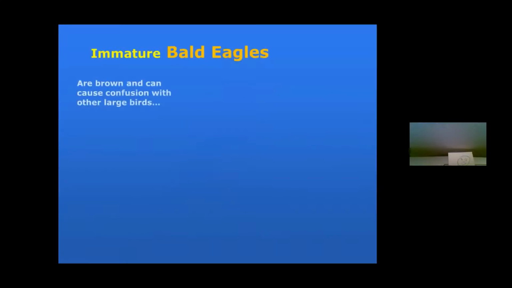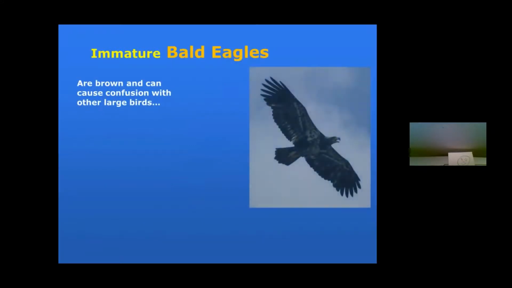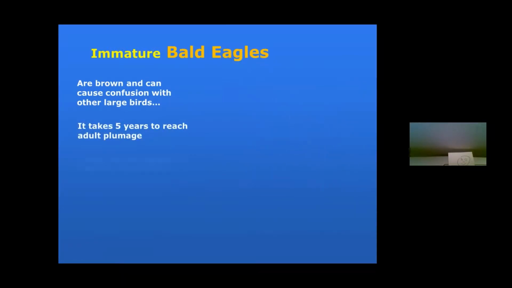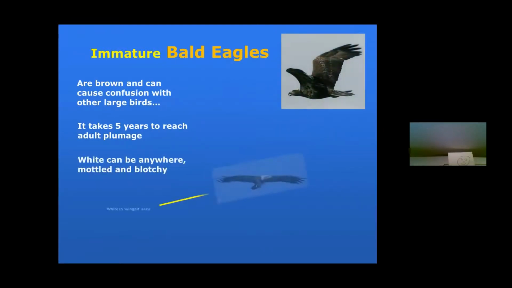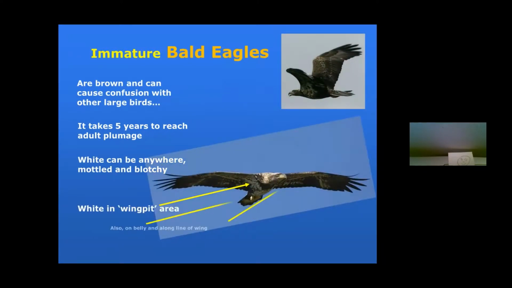And you'll get to compare it to the golden eagle in a minute. They're brown. Immature bald eagles can cause confusion, but not terrible. It takes 5 years for a bald eagle to reach adulthood. So white can be mostly anywhere. If you see a lot of white in the wing linings, which it says wing pit, but those are known as axillaries of the bird, you've eliminated golden eagle right off the bat, because golden eagles will never look like that in any plumage. And there's a couple other things I'll talk about when we get to golden eagle.